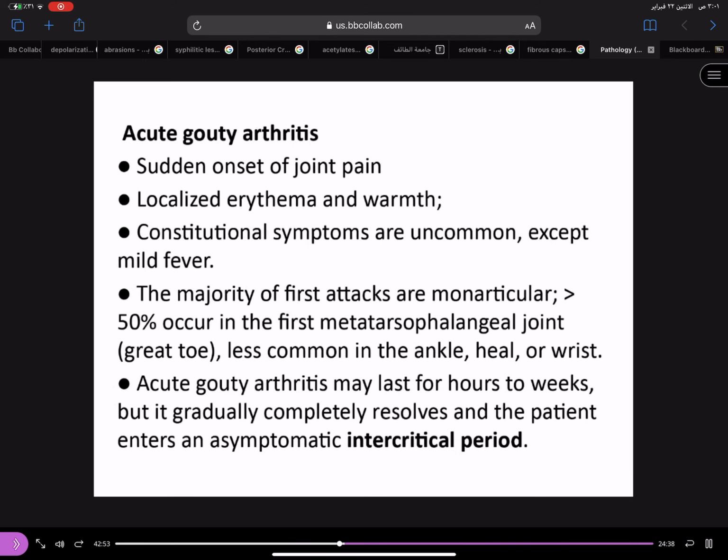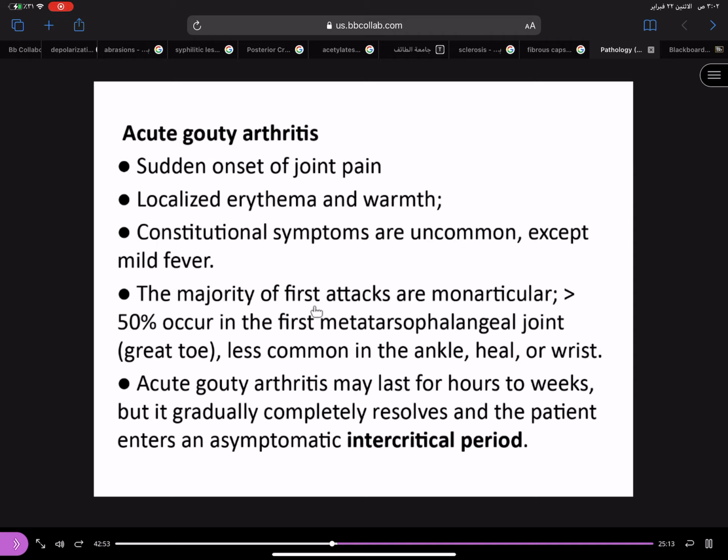Okay, the main problematic phase is acute gouty arthritis. Acute means pain starts suddenly. When acute inflammation starts, the onset is very sudden. Within one day or a few hours, the person starts to feel a lot of pain. So sudden onset of joint pain, localized erythema, redness, warmth. These are signs of inflammation. Mild fever can be there, but usually this joint pain is typical.